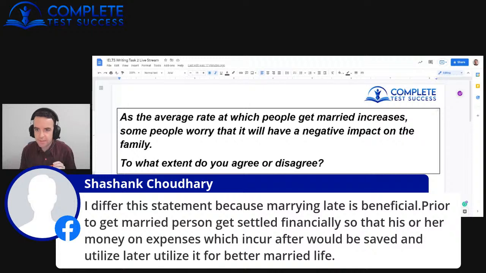Prior to getting married, a person gets settled financially. Good. So that's relevant and specific, so that his or her money and expenses which incur after would be saved and utilized later. Okay, so far you don't need to explain your main idea. You just need to give me two main ideas that would support your answer. So what we're looking at is, what main idea would you put in the introduction?